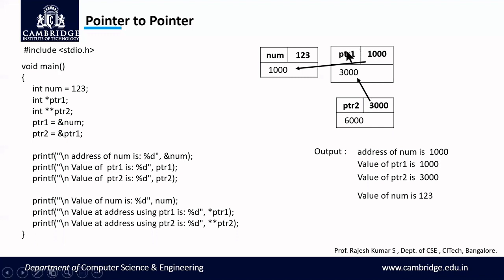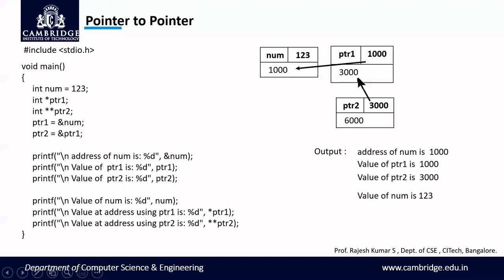Now, in case you want to print the value of the variable with the help of the first pointer, we know that the first pointer is pointing to the address 1000. At address 1000, the value 123 is stored. So how do we print this? We write: value at address using pointer 1 equals %d, star of ptr1. This star is a special operator. With the help of this special operator, whatever value is present at this address will be printed.